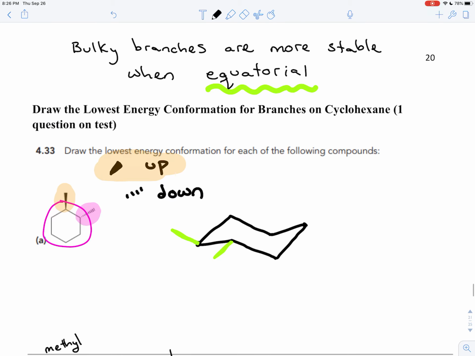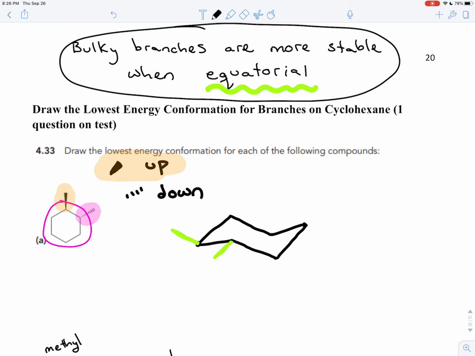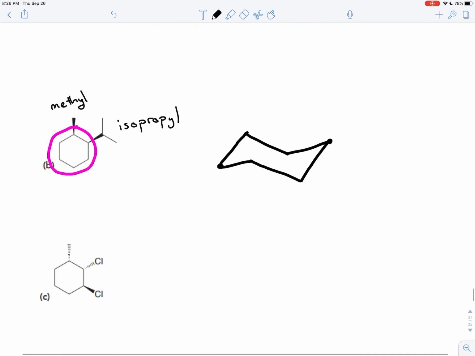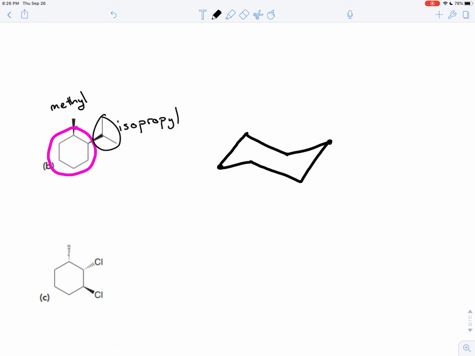And it's very important that the bulky things are more stable when they're equatorial. So here we want to draw the lowest energy conformation. That's the most stable conformation. That has the bulkiest things equatorial. So the bulkiest branch here is this isopropyl group. We want to make sure that that is drawn equatorial.